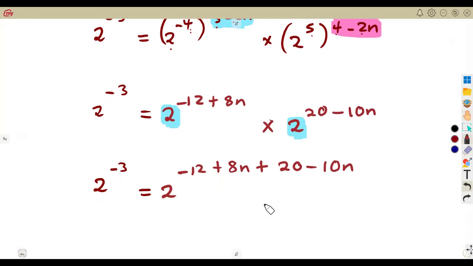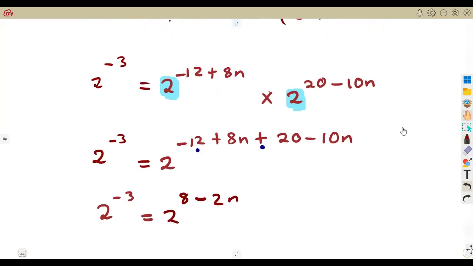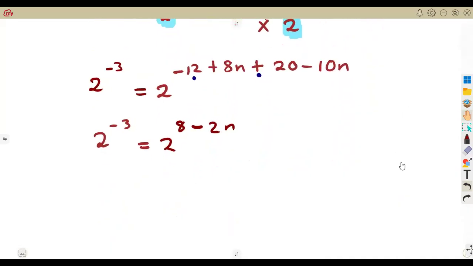So let's add, guys. Simplify. 2 to the exponent of minus 3 is equal to what? Just going to collect the like terms there. That's 8n. All right, we can even start with the constants. It's up to you guys. Minus 12 plus 20, that's positive 8. 8n minus 10n. 8 minus 10, that's negative 2. So this is where you are. You have simplified and you are at this stage.